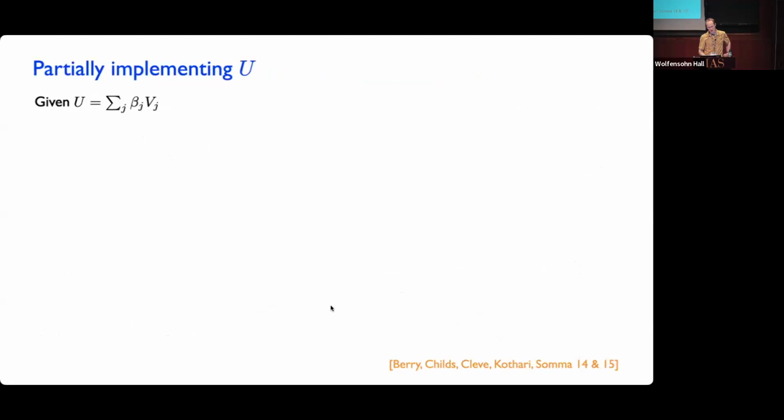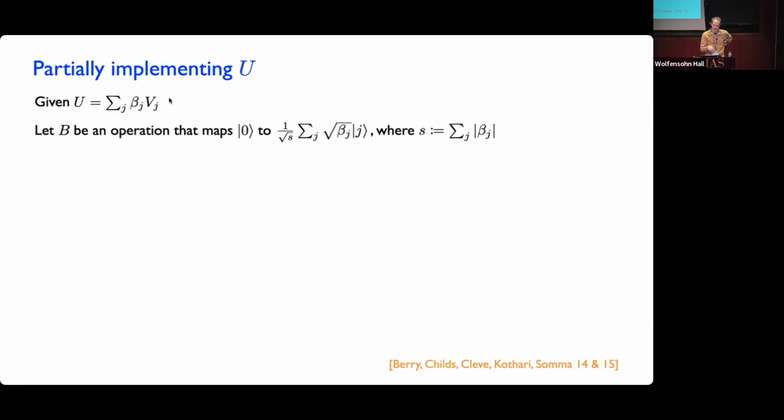So how do we perform this partial implementation? We have some decomposition of U as a sum of unitaries. What we're going to do is consider a quantum state that encodes the coefficients in this linear combination in its amplitudes. Specifically, it's going to encode the square roots of these betas, and for this to be a normalized state, the factor that we need to normalize by is exactly the one norm of the vector of coefficients. That's where this arises as the complexity of this procedure.